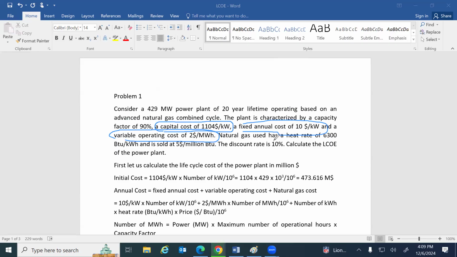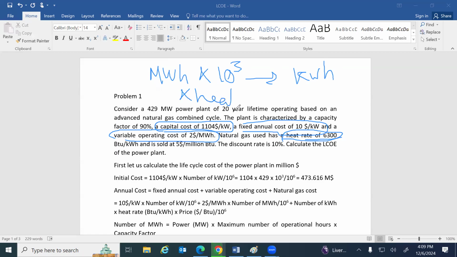They said that natural gas has a heat rate of 6,300 BTU per kilowatt hour. So we already calculated the number of megawatt hour produced. We multiply by 10 to the power 3 to get the number of kilowatt hour. Then when you multiply by the heat rate, we get the amount of natural gas needed.